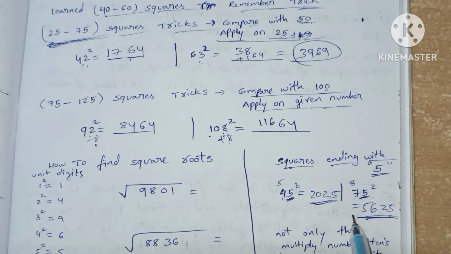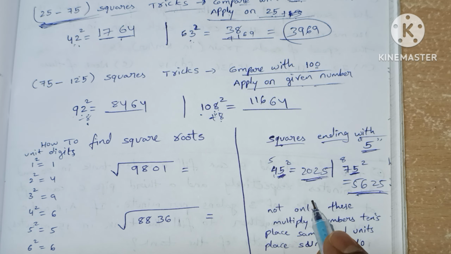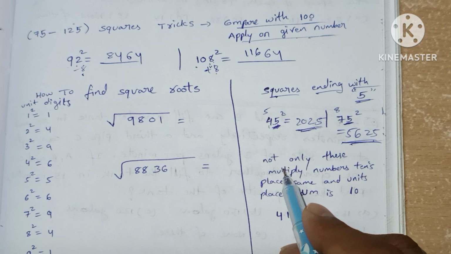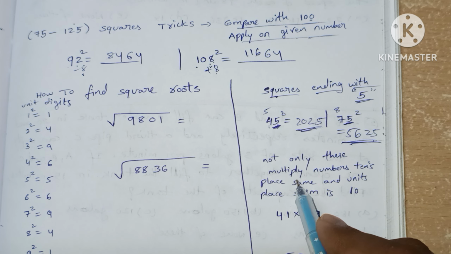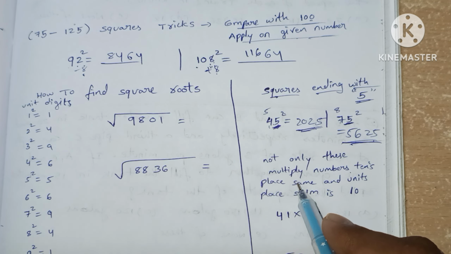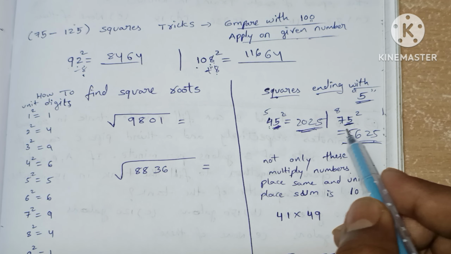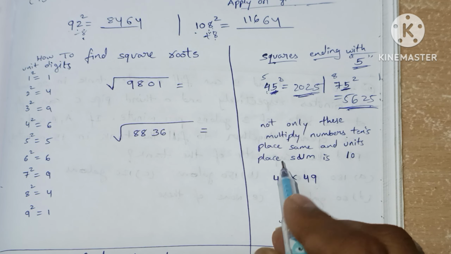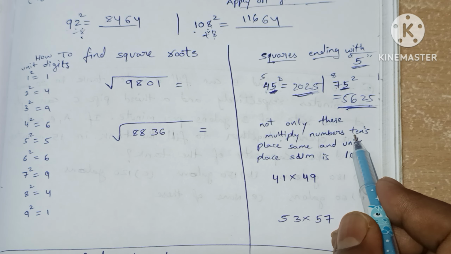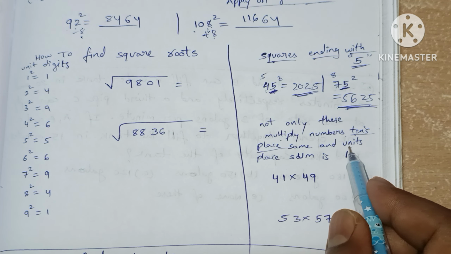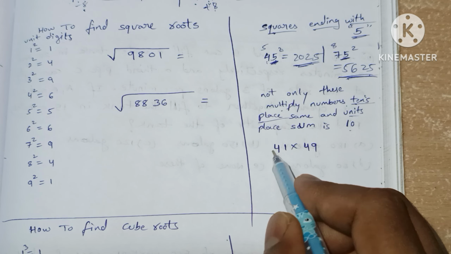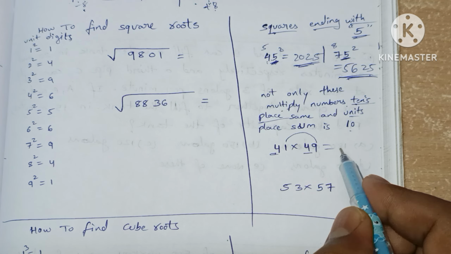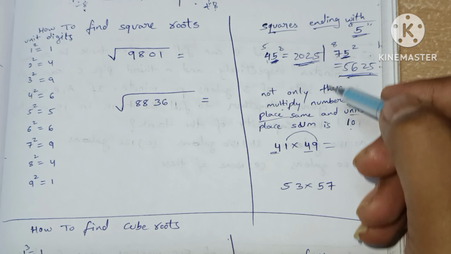This trick is not only for numbers ending with 5. We can use this trick for multiplying two numbers whose tens place is the same and whose units place sum is 10. Let's see an example. Here the tens place is the same and the units place sum is 10. Then also we will do the same trick we used in the above concept.